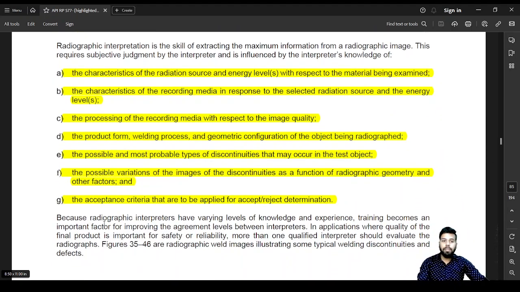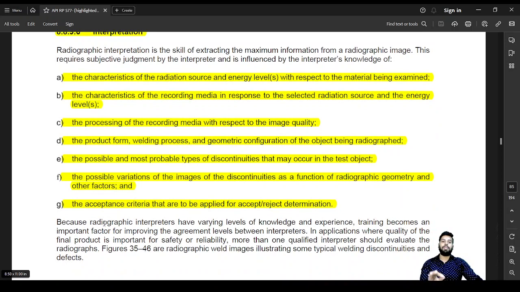Interpretation. While doing the interpretation, the interpreter should have this knowledge: the characteristics of the radiation source and energy levels with respect to the material being examined, characteristics of the recording medium in response to the selected radiation source and energy levels, the processing of the recording medium with respect to image quality, product form, welding process, and geometric configuration of the object being radiographed, possible and most probable types of discontinuity that may occur in the test object, possible variations of the images of the discontinuity as a function of the radiographic geometry and other factors, and the acceptance criteria that are to be applied for accept and reject determination.